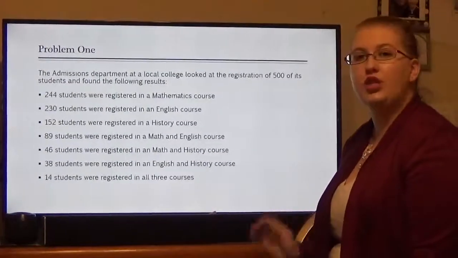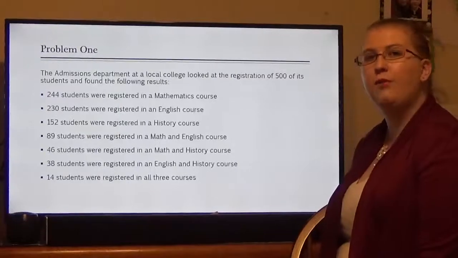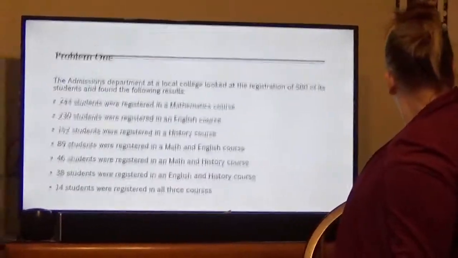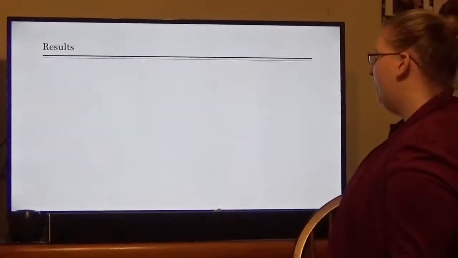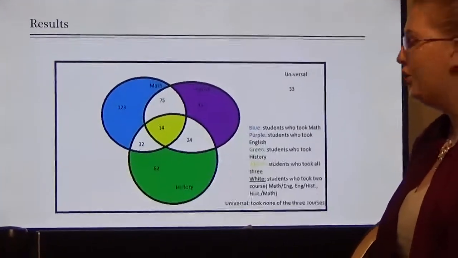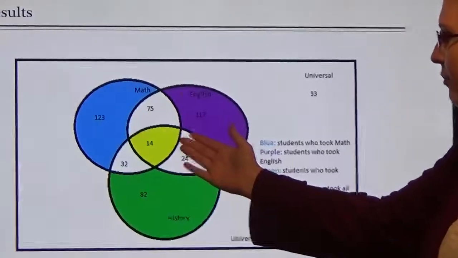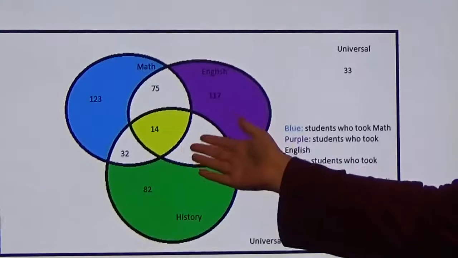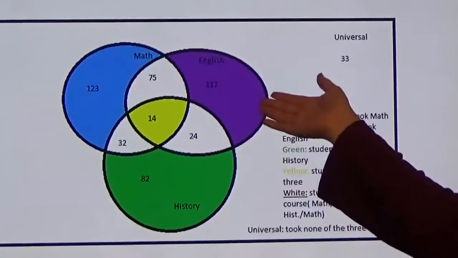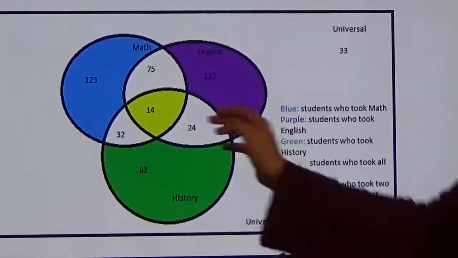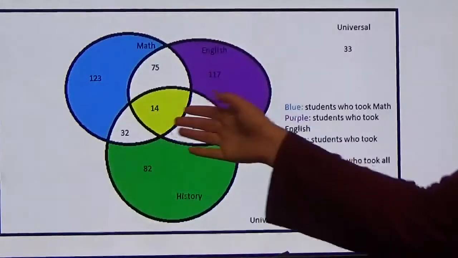So when we take these results and put them into a Venn diagram, I'm going to show you how to get to those results. Looking at our Venn diagram, you first start with the overlapping number on all three, which is the 14. 14 states that 14 students took all three classes. And then you move into the outer parts of the circle, which are the white.